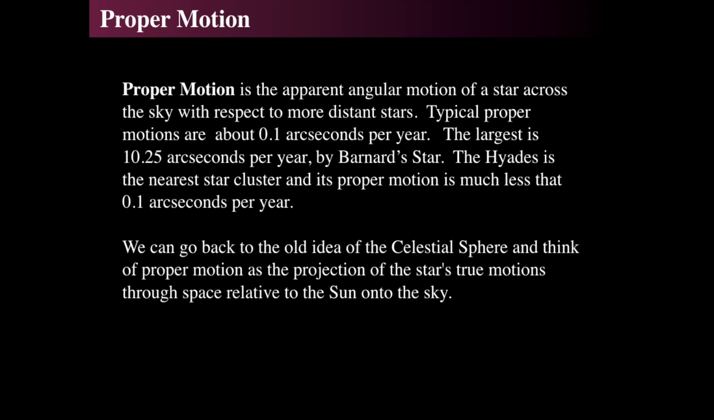motion that's called proper motion, and that's the apparent angular motion of the star across the sky with respect to more distant stars, because the star is moving through space. So proper motions are really small. They're on the order of 0.1 arc seconds per year, so they really take a long time to move. That's a very tiny proper motion.